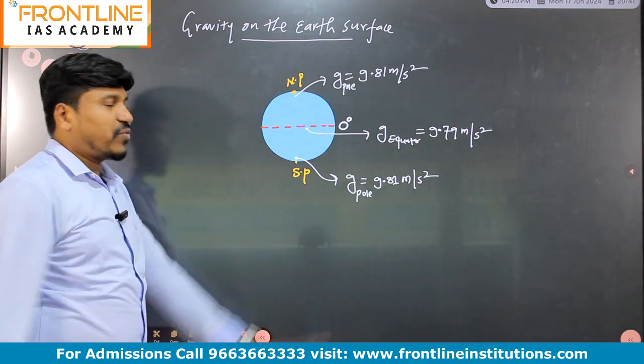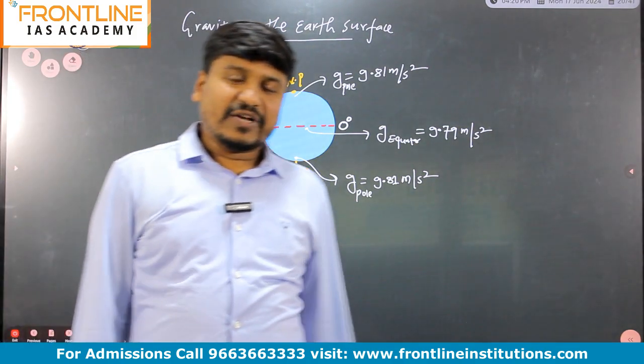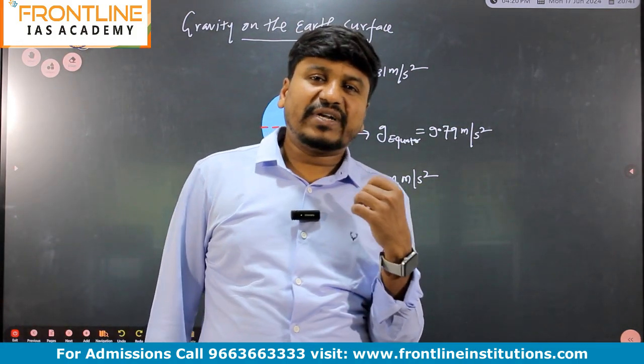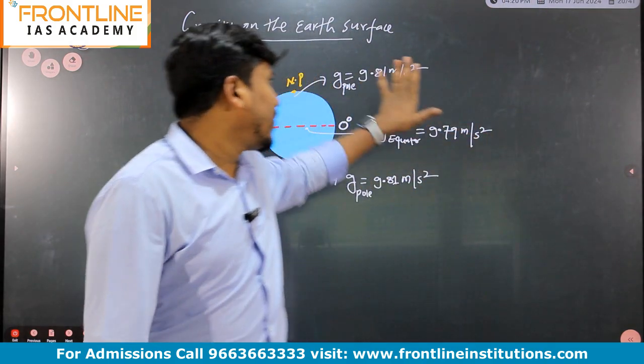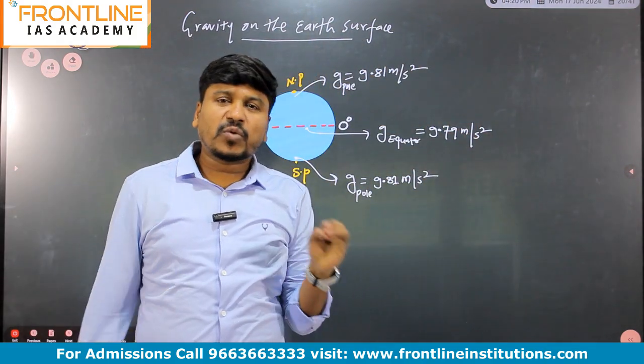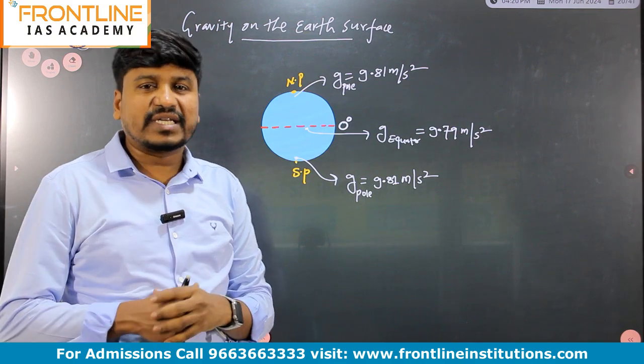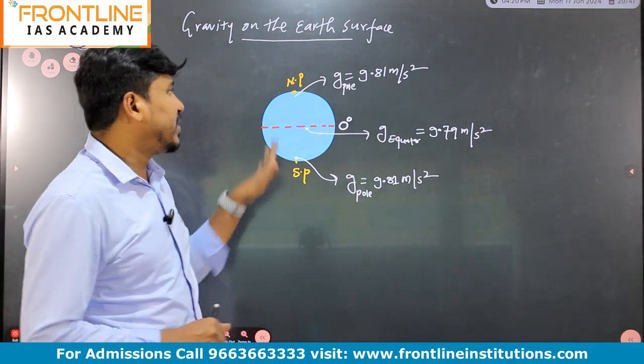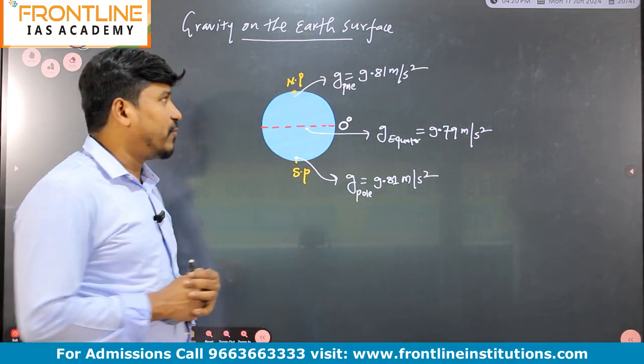So from this you can understand which part of the earth has more gravity. The answer is the poles have more gravity. And which part of the earth has lesser gravity? The answer is the equator has lesser gravity and the poles have more gravity, right?